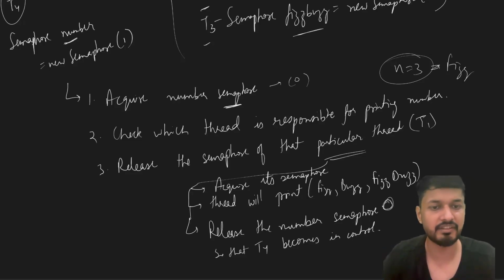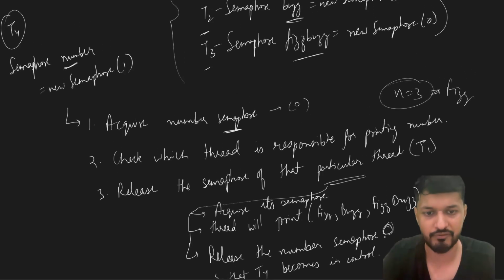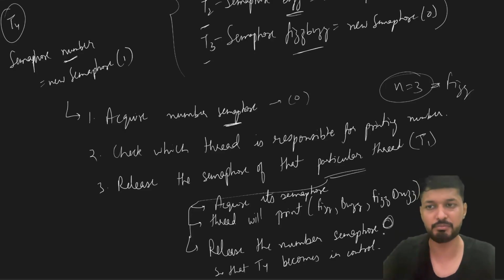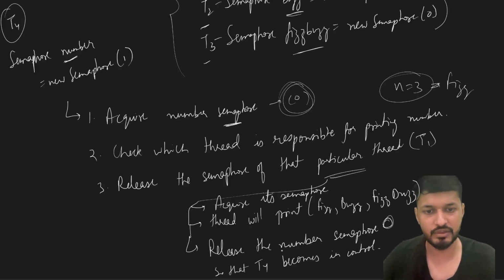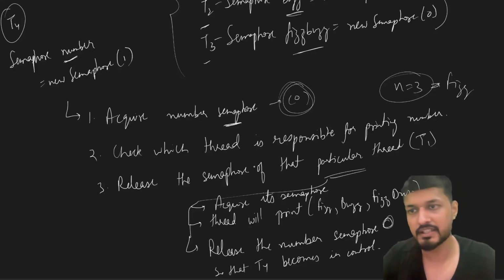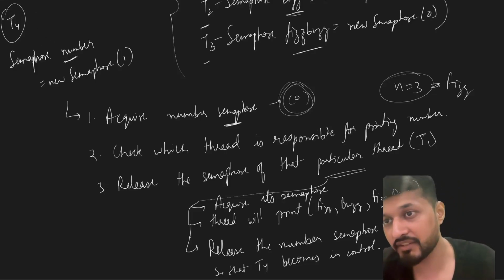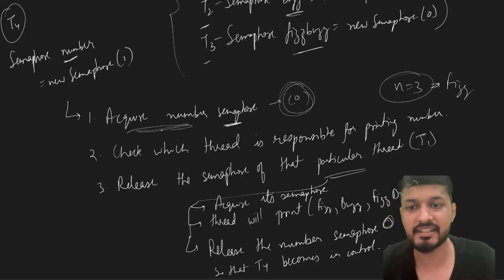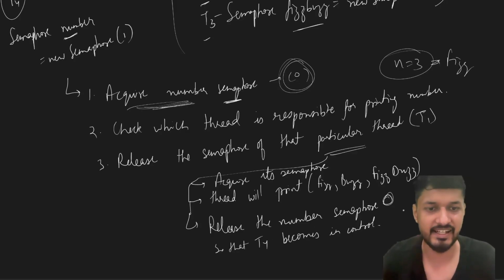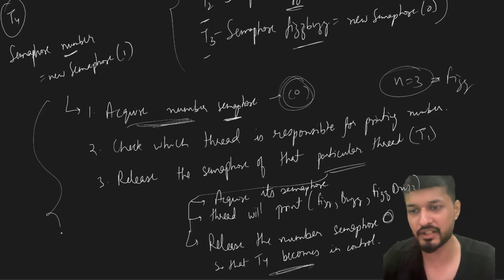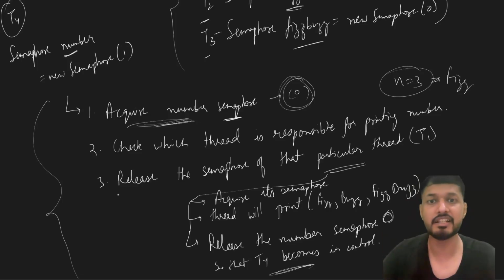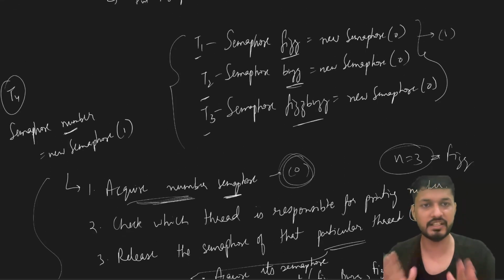This is very important. Why will it again release the number semaphore? Because it again wants to put T4 in control. After acquiring the number semaphore for the first time, the permit changed from 1 to 0, right? So when it releases the number semaphore, T4 will be in control and it will again be able to acquire the number semaphore, right? And this particular thing will repeat in a loop. So I hope you are clear with this.